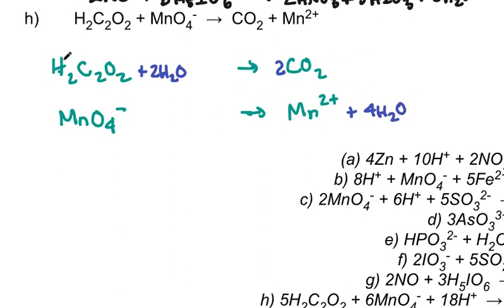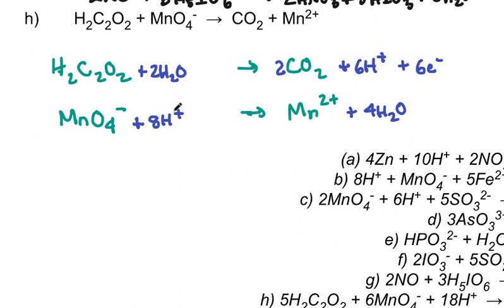Hydrogen. 4 here plus another 2 makes 6. Right side has none. Right side needs 6 hydrogen. And no hydrogen at all, 8 hydrogen. Left side needs 8. And charge. No charge at all, plus 6 charge. Right side needs 6, or needs to lose 6, I should say.